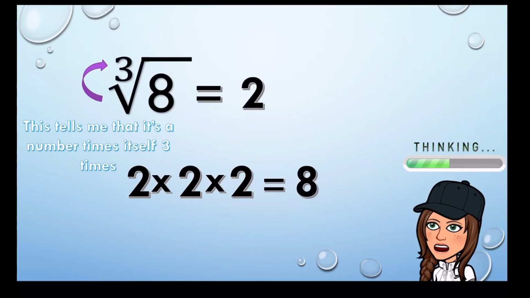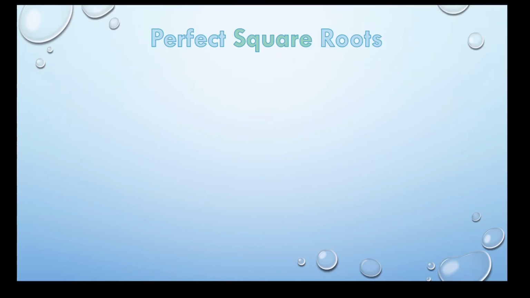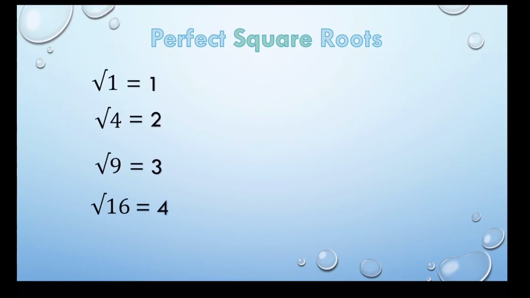Now, there really isn't a way to calculate this. You basically have to know it. There will be a calculator for some of these, but if not, we need to memorize our perfect square roots, so our perfect squares. So it's best to make a flashcard. On one side, you'd write the square root of 1. On the other, you'd write 1. We have the square root of 4. On the other side, you have 2. The square root of 9 is 3. The square root of 16 is 4.